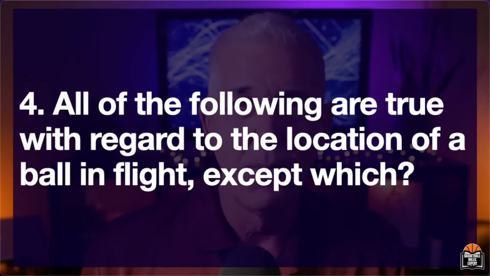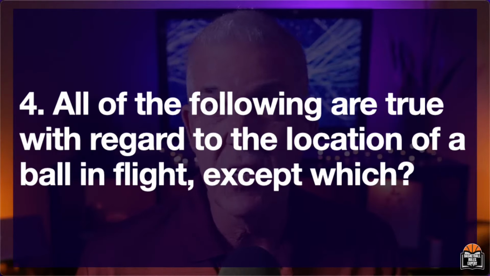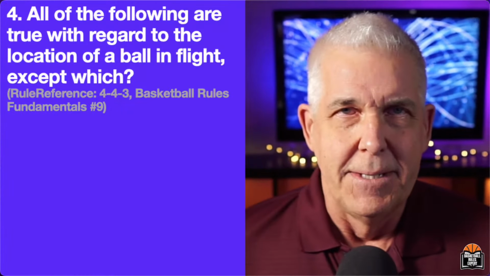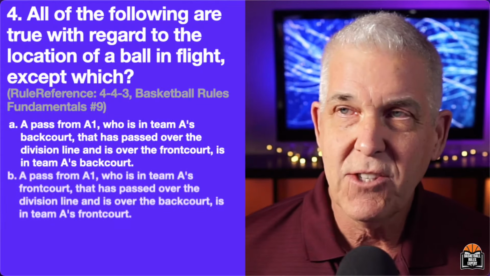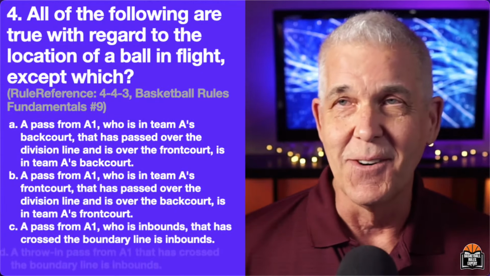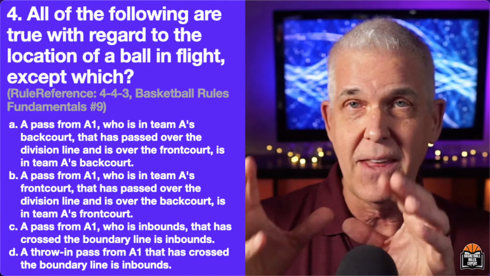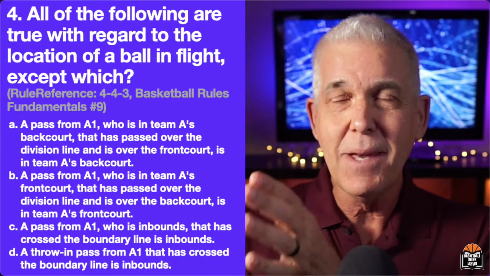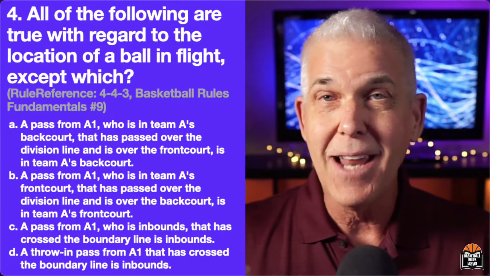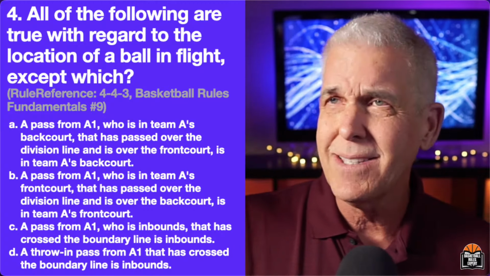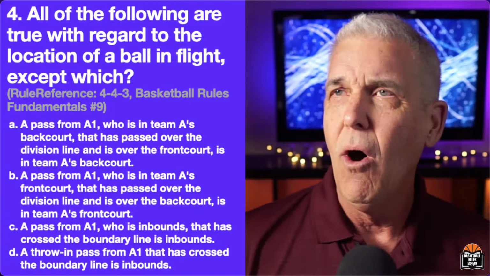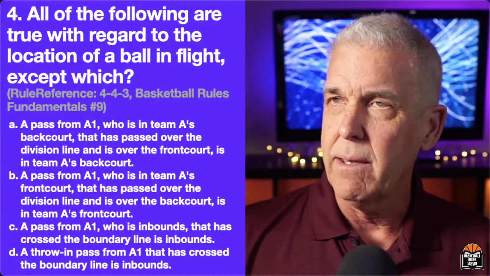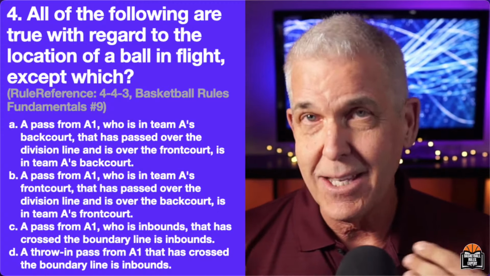Question number 4. All of the following are true with regard to the location of a ball in flight, except which? A pass from A1 who is in Team A's... Oh boy, there's a lot of text here, right? So we'll start with this question. The way that this question is worded can be confusing to a great number of officials, right? Not because they don't know the rule, but because the language is odd and a bit tweaked. All of the following are true with regard to the location of a ball in flight, except which? Okay, which of these is not a true statement, right? That's sort of the question.